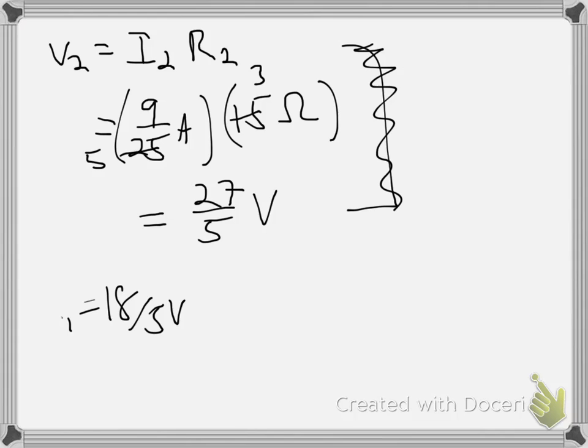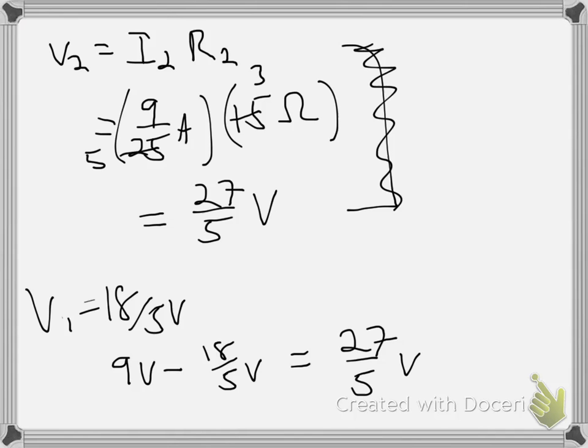Sorry, I'm getting ahead of myself. That's not R, this is the voltage across R1. All you have to do is take your original voltage, which is 9 volts, and subtract whatever you've already got for R1. And sure enough, if you work that out, that's going to be 27 over 5 volts. There's an awesome relationship here that you can use to make these problems easier.